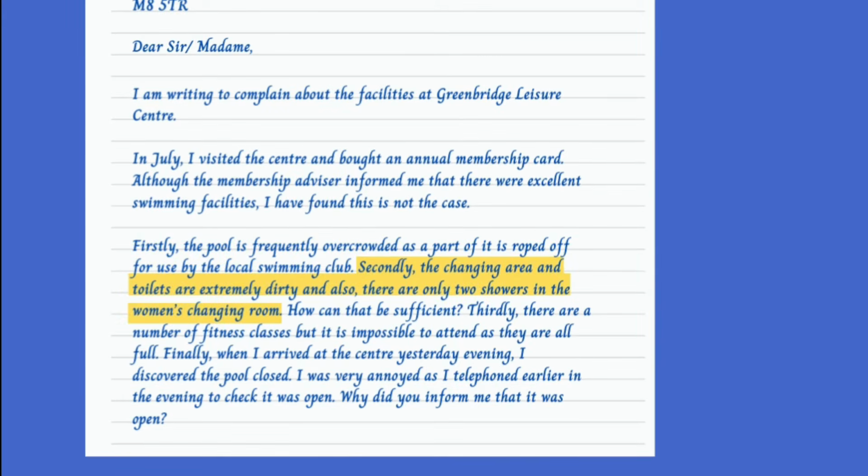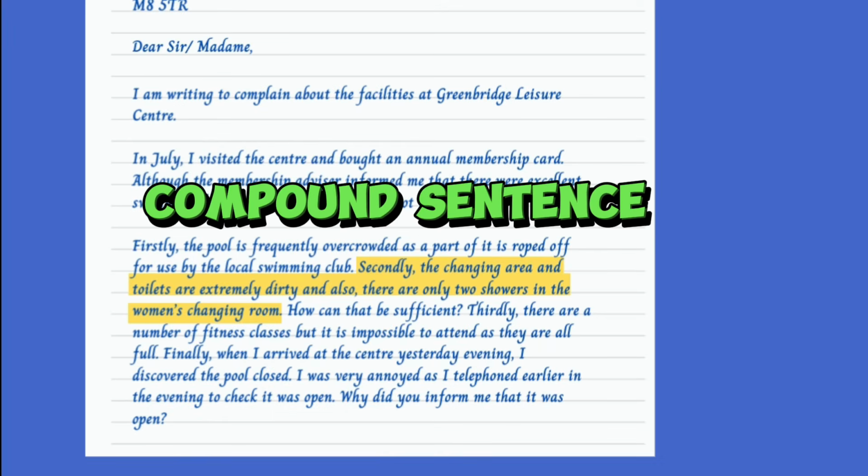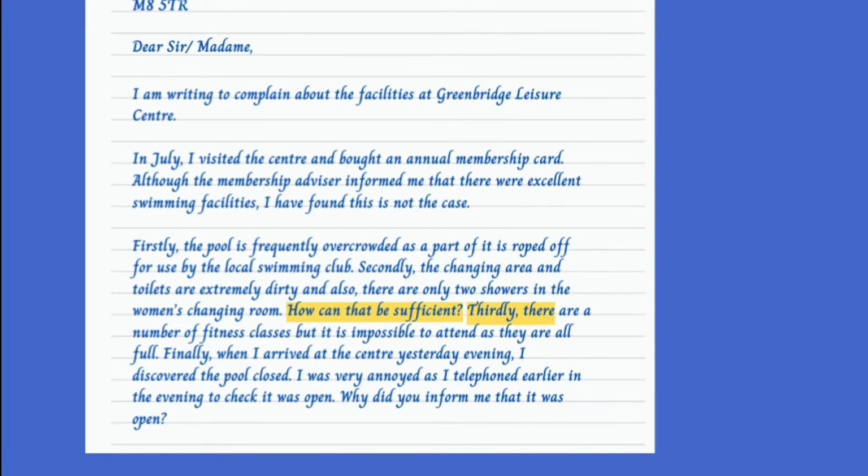Secondly, the changing area and toilets are extremely dirty, and also there are only 2 showers in the women's changing room. This is actually a compound sentence, and you can do the same by using "and" to join 2 independent clauses together. How can that be sufficient? Thirdly, there are a number of fitness classes, but it is impossible to attend as they are all full.